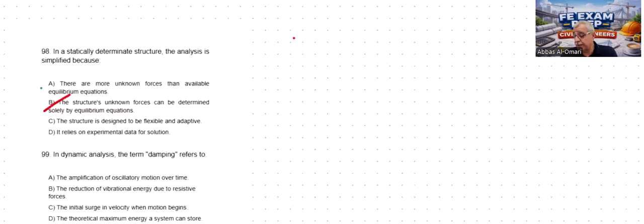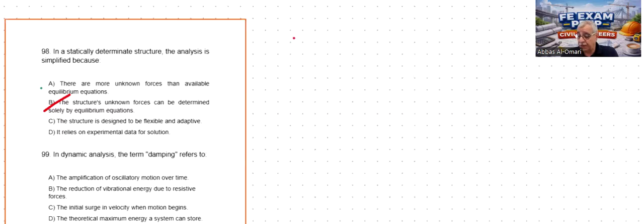The structure is designed to be flexible, and that is not correct. It relies on experimental data, and this is also not correct. So sometimes, again, if you are not sure, you can eliminate some of the choices to shorten your options list. So let's go to 99, the next question.